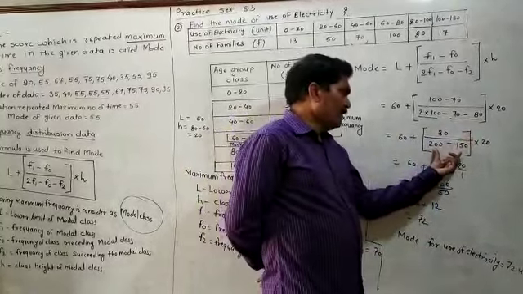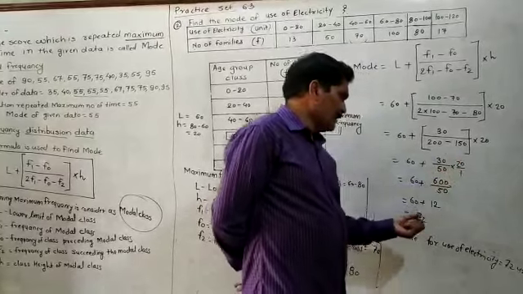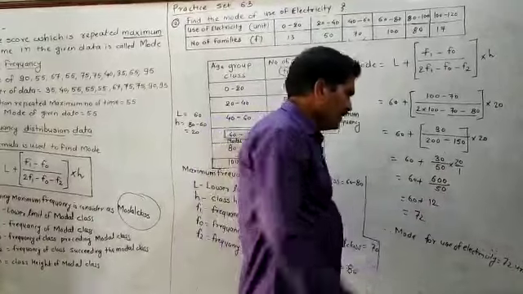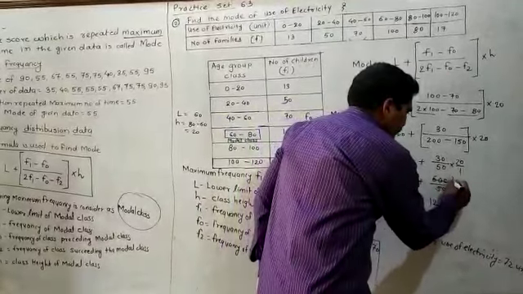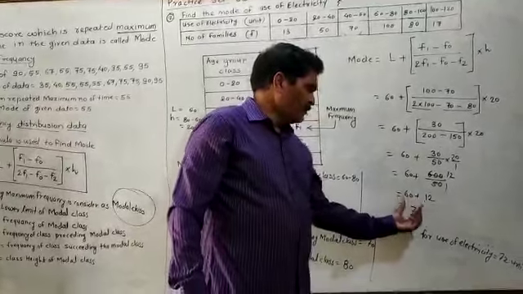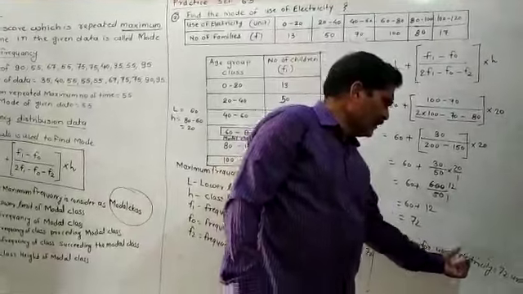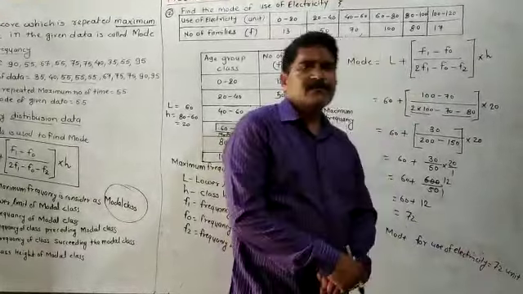You have to find the difference. This difference will come to 50. 30 multiplied by 20 is equal to 600. 600 divided by 50 is 12. Then 60 plus 12 is equal to 72. So you have to say that the mode for the use of electricity of the families is equal to 72 units.